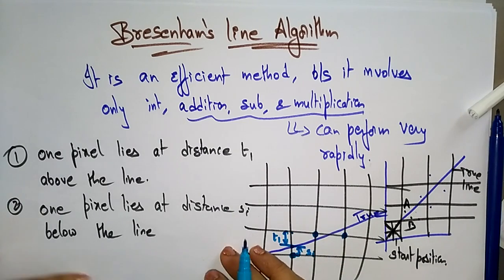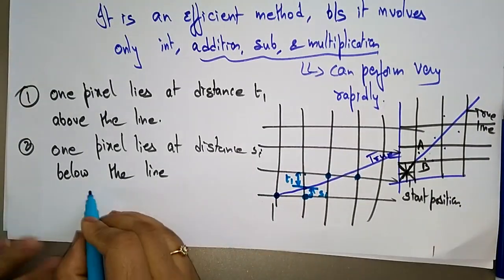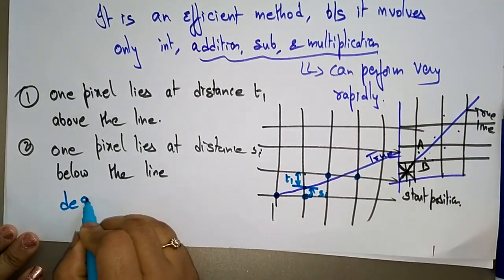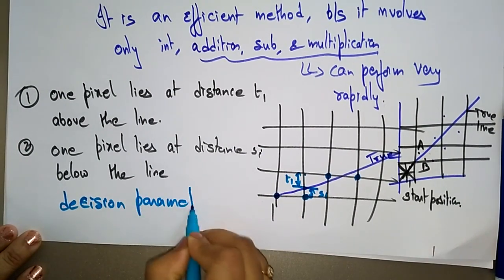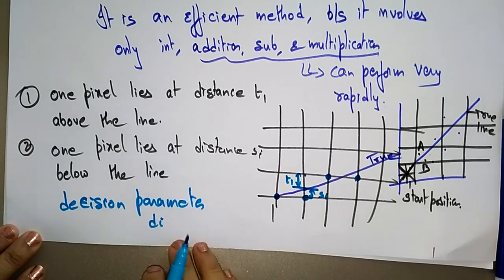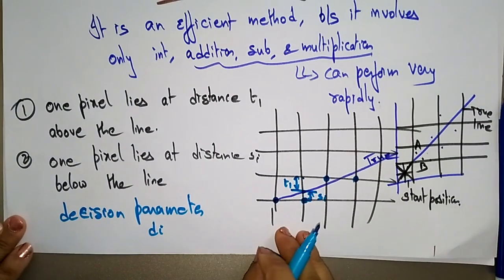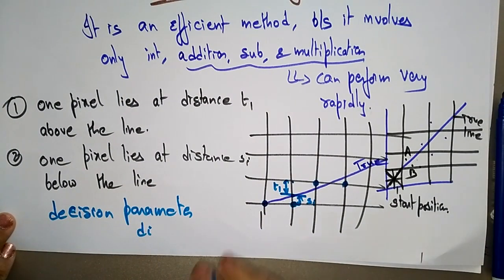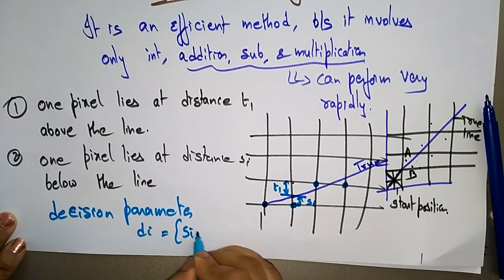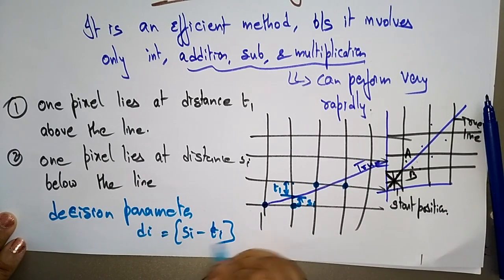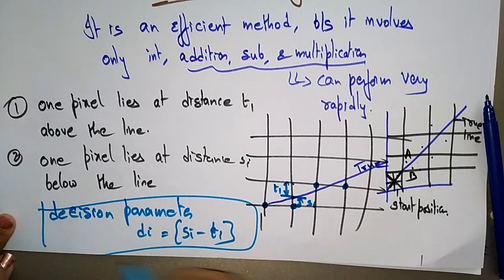For that, a decision parameter will be decided. What is a decision parameter? The decision parameter is the exact point used to decide how to draw the line on the graph. di is equal to si minus ti: the distance below the line minus the distance above the line gives you the decision parameter.